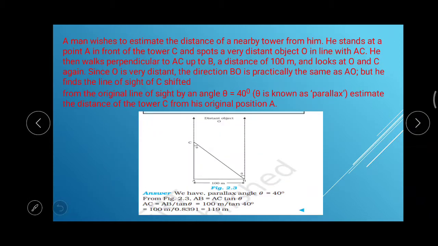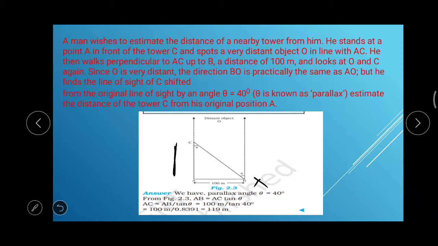So now let us come to the next question. A man wishes to estimate the distance of a nearby tower from him. So here is the tower, the man is standing at this point, that is the point B, and AC is the tower. He spots a very distant object O in a line with AC.